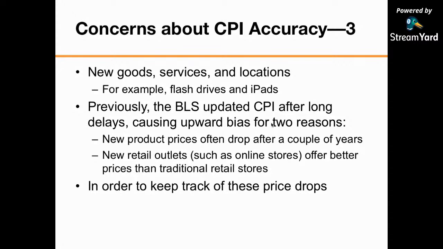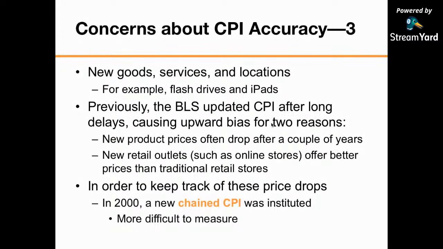So in order to keep track of these price drops, in 2000, a new chain CPI was instituted. This one is more difficult to measure, but we don't currently base our reports on the new chain CPI just yet. Chain CPI is basically a better indicator of inflation, but it is more difficult to measure, so it's not very widely used yet. But we won't really get into the mechanics of that. I'm just concerned with you understanding basic CPI because that's what we use. I just want you to know that chain CPI exists, and it's really just to adjust for these new goods and new places that are offering these goods.